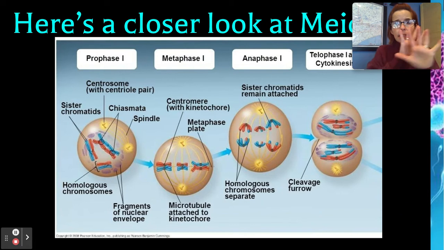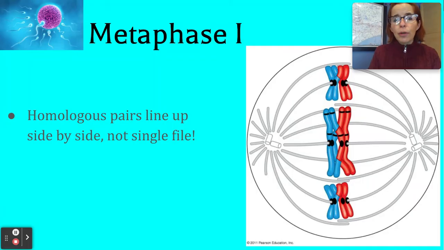Okay, so we're still on the same image of meiosis 1. We looked at prophase 1. Now we're going to scoot over to metaphase 1. In metaphase 1, they line up with their homologous partners. Now take a look. They haven't shown it very well, but they show that some have crossed over. It's not our diagram, but they're lining up side by side. So that's different than metaphase of mitosis, where they line up single file.